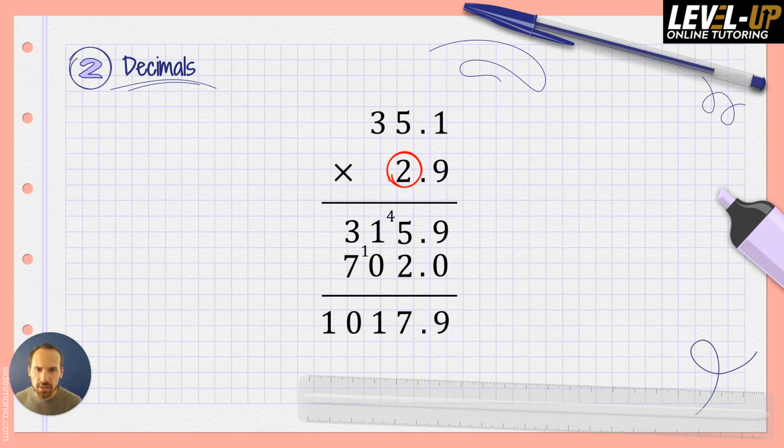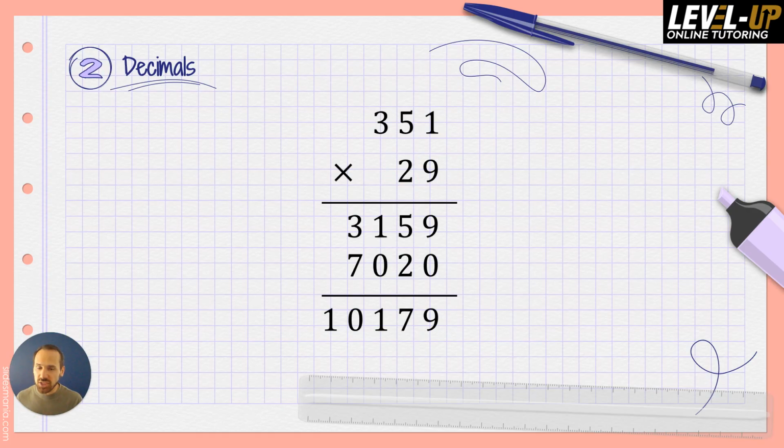So what's gone wrong there? Well, let's look at essentially the exact same long multiplication here, but we've forgotten about the decimal points, and we're just doing 351 times 29. This calculation is correct, and it does come out to 10,179. So it's all the same digits, just we've removed the decimal point.